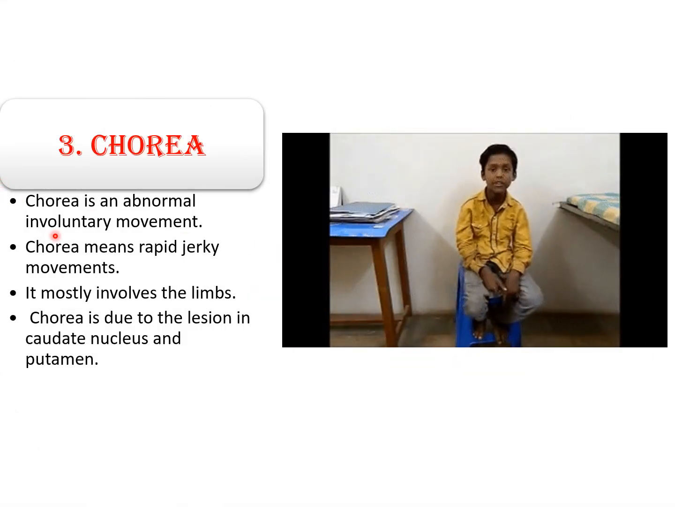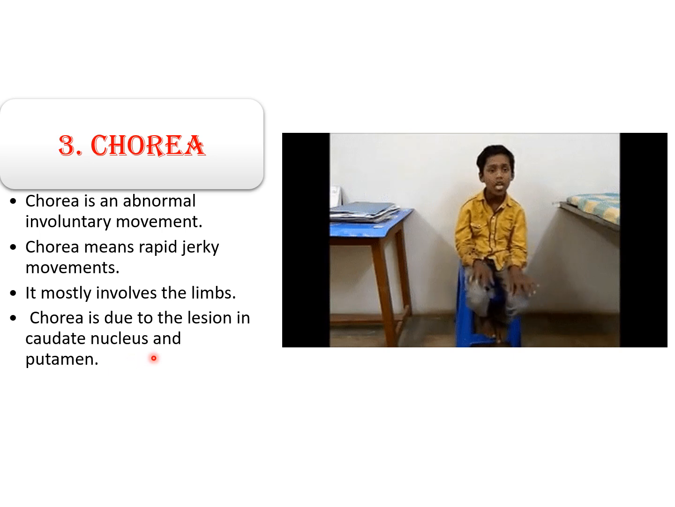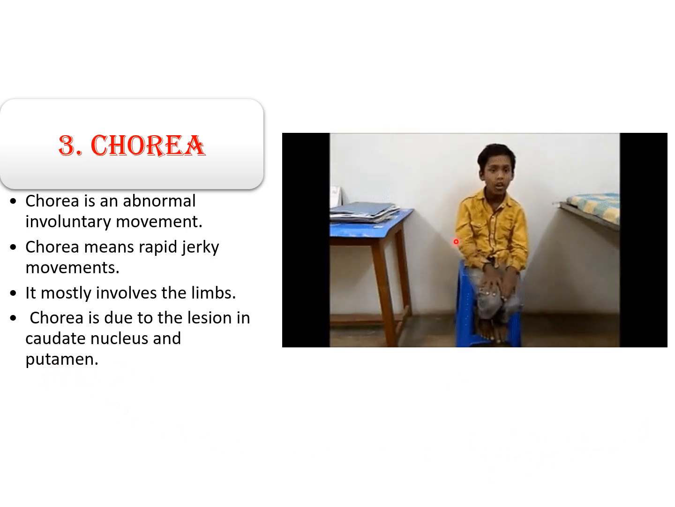Then chorea. Chorea is abnormal involuntary movements. Chorea means rapid jerky movements. It mostly involves the limbs and is due to a lesion in the caudate nucleus and putamen. So in this animation you can see rapid jerky movements involving the limbs, and it is due to a lesion in the caudate nucleus and putamen. And that is an abnormal involuntary movement.